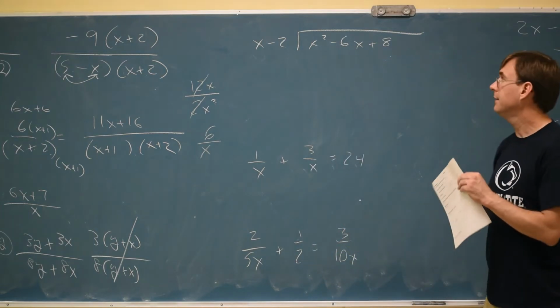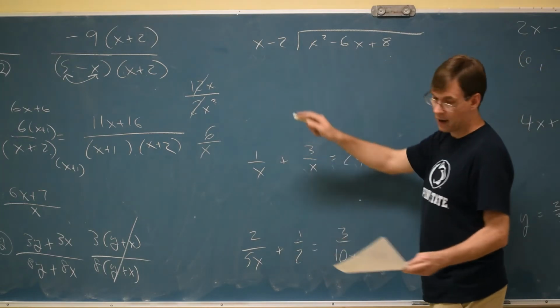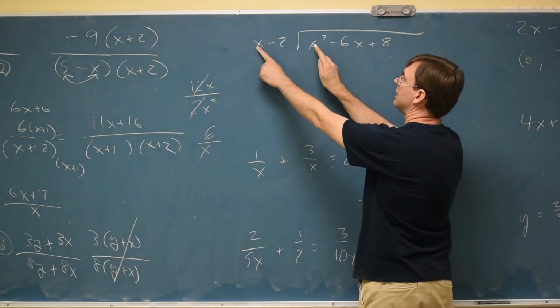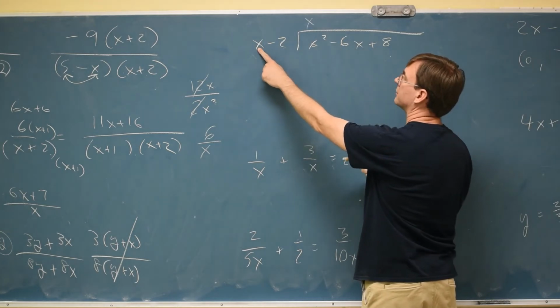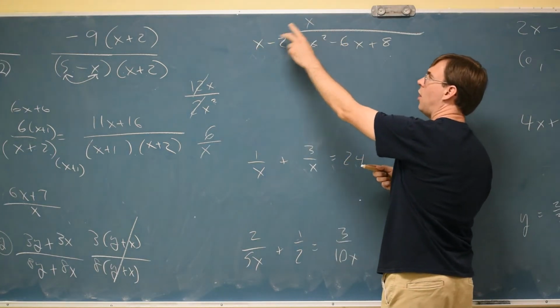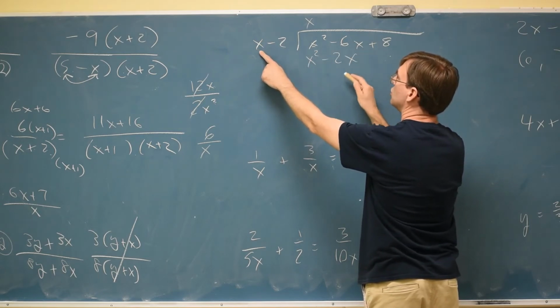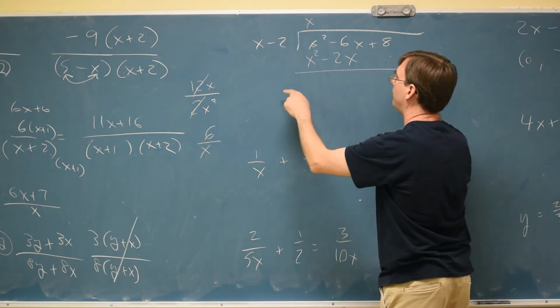13, we're long dividing, so the x minus 2 goes out of the box, and we'd start off just dividing the beginners. This dividing this would be x. Whatever you make on the top has to multiply everything. So x squared minus 2x. It's like a distribute problem.